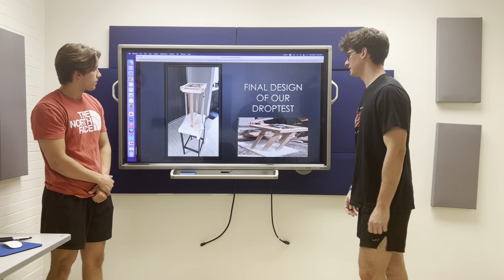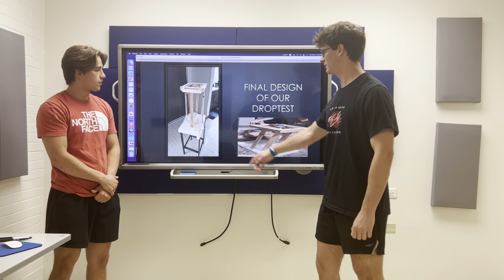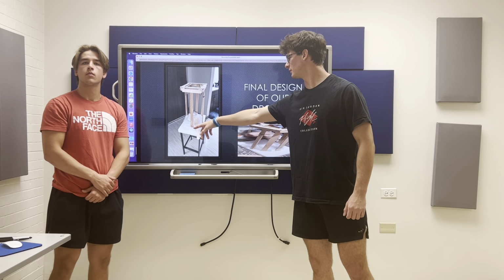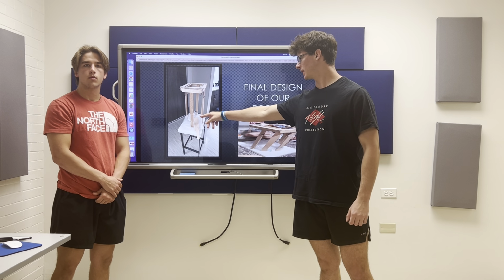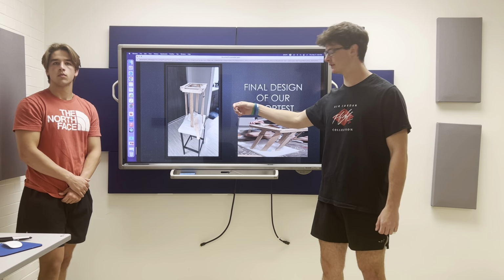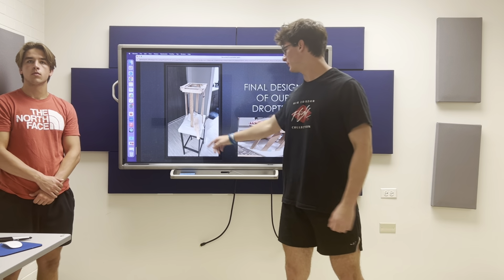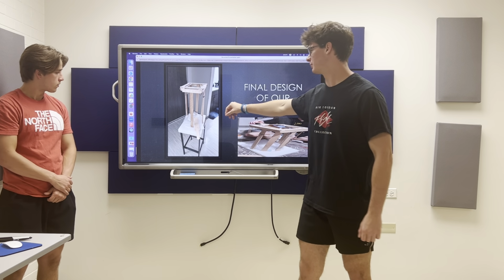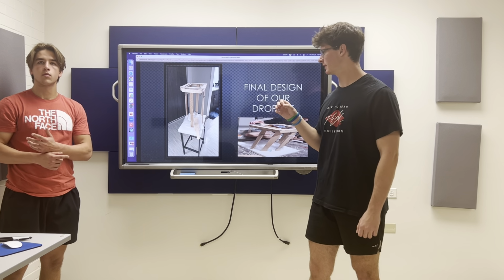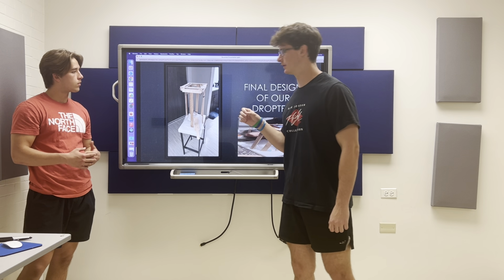And then this is the final design of our drop test. As you can see, we built it out of popsicle sticks with the foam board at the bottom. And then we had bubble wrap to ensure that our device would be safe. And then we added some extra rubber bands around each support beam just to ensure that they would stay together and they wouldn't separate under the weight of the phone.